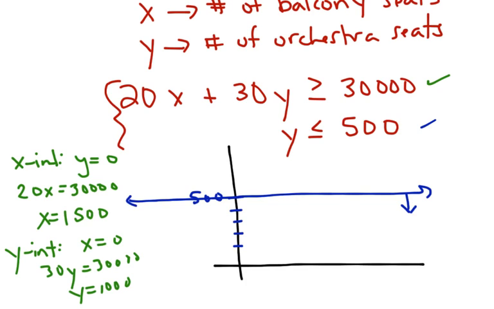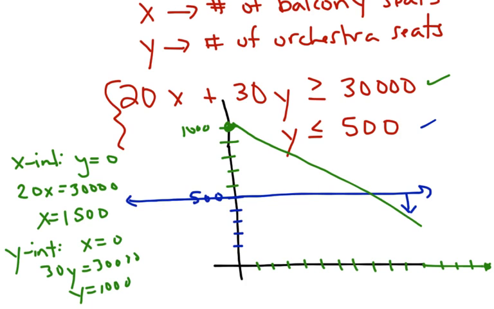So I already drew this to 500. Let's make this look nicer. So 6, 7, 8, 9. Here's 1,000 on the y-axis. And then if I'm doing hundreds, I need 15, I guess, on the x-axis. 1, 2, 3, 4, 5, 6, 7, 8, 9, 10, 11, 12, 13, 14, 15. So something to that effect. There's my line for 20x plus 30y is greater than or equal to 30,000. Greater than means I'm going to shade above the line.